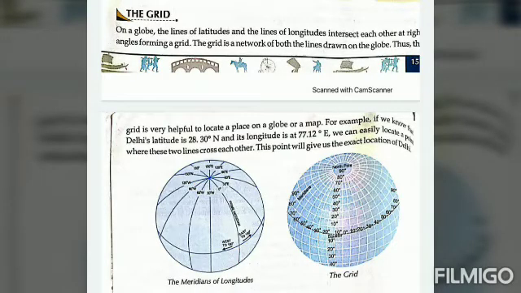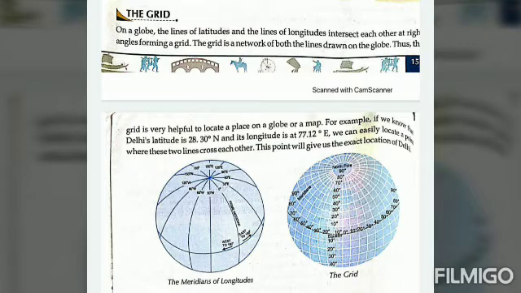Now let's learn about the grid. On a globe, the lines of latitudes and the lines of longitudes intersect each other at right angles, forming a grid. In picture 1, you can see the longitudes and the latitudes intersecting each other. The grid is a network of both the lines drawn on the globe. Thus, the grid is very helpful to locate a place on a globe or a map. With the help of longitudes and latitudes, we can locate a place easily.